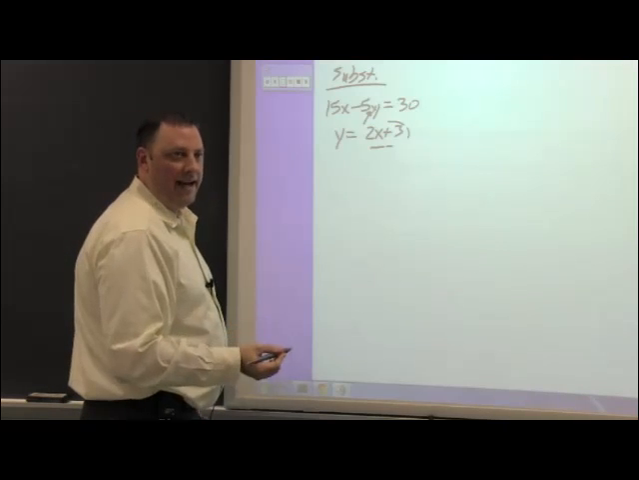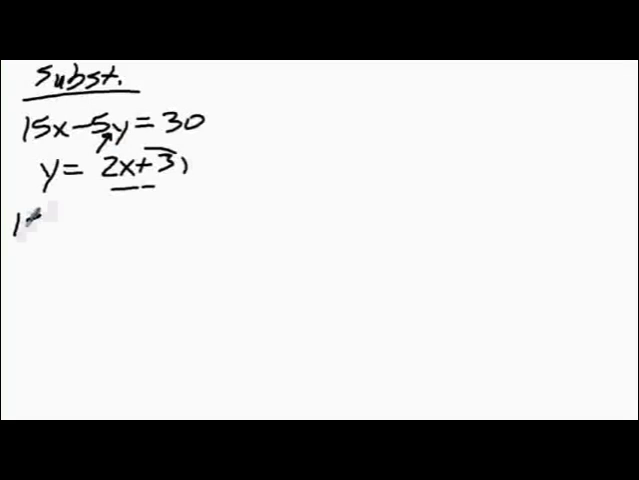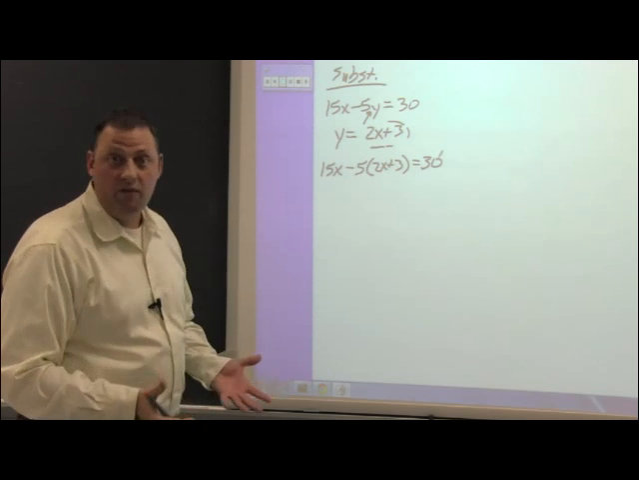Now let's take a look at what that leaves us with. 15x minus 5 times, now I'm going to put a set of parentheses when I plug this in so that makes sure that we distribute to both terms, 2x plus 3 there, equals 30. What you're going to notice is you're going to get one equation now with one variable. We can solve for x now.